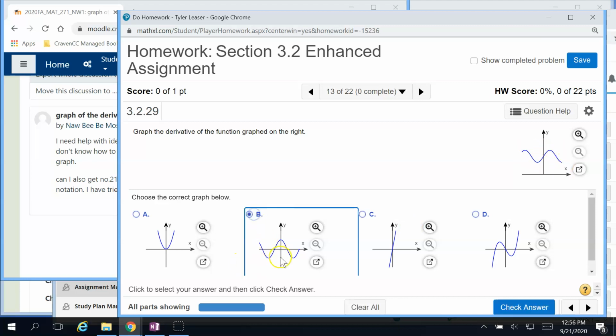It's got to be this one over here, right? It starts off positive and then it hits 0. It's negative for a while, hits 0, positive for a while, hits 0, negative for a while, hits 0.